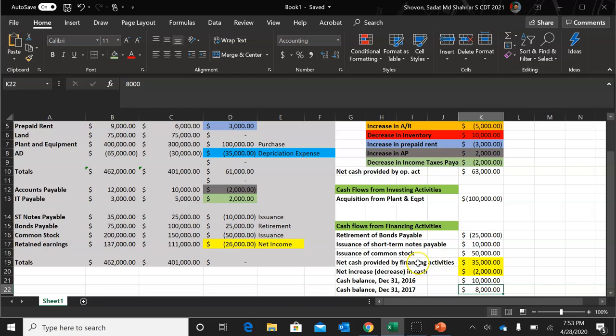Now, net cash provided by financing activities, the way I found this out was I added all these together, that is bonds payable, notes payable, and the issuance of common stock, and that gives me a positive amount of $35,000. The other thing that I found out was net increase or decrease in cash, and it's a decrease in cash, and that is of $2,000.